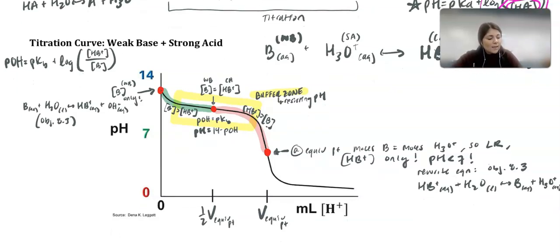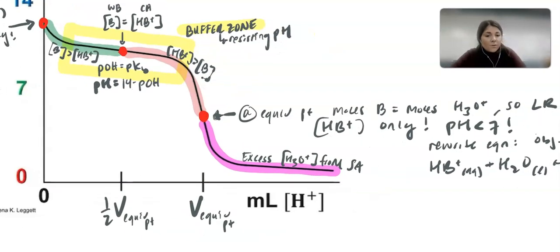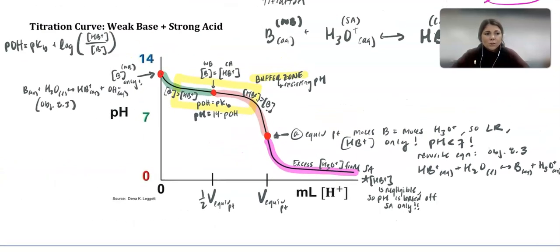All right, and then lastly, anything past equivalence point. Here, this is going to be excess strong acid remaining. So here, the conjugate acid, although it remains, will just be negligible. So here our pH will just be based off the strong acid remaining. Just honestly ignore the conjugate acid because it will only be dissociated in a very small amount and won't have anything to do with the actual pH, okay?